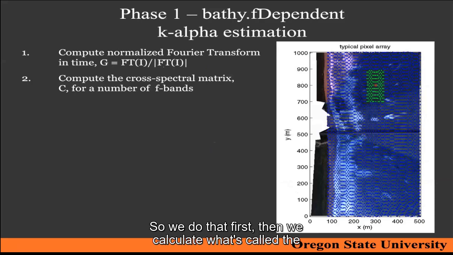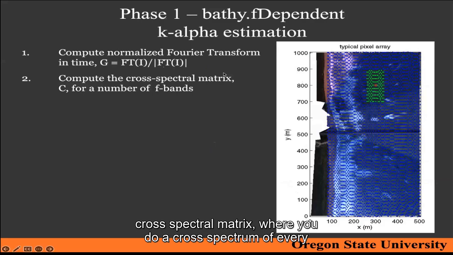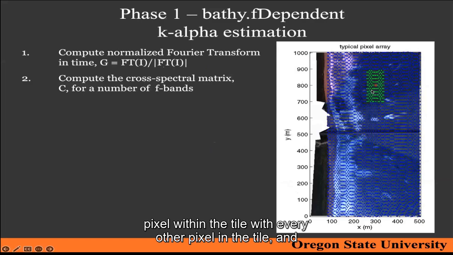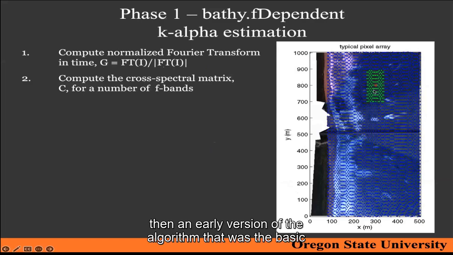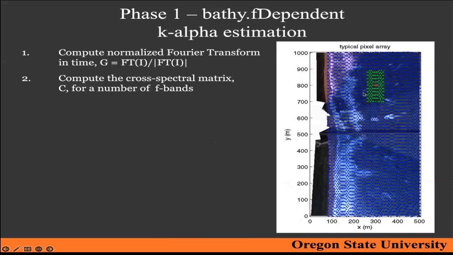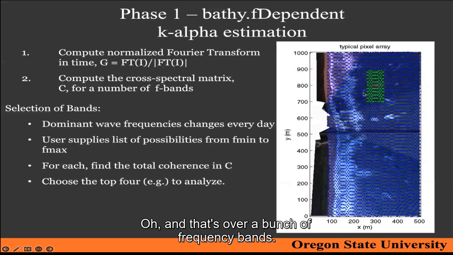Then we calculate what's called a cross-spectral matrix, where you do a cross-spectrum of every pixel within the tile with every other pixel in the tile. And in an early version of the algorithm, that was the basic product. Oh, and that's over a bunch of frequency bands.